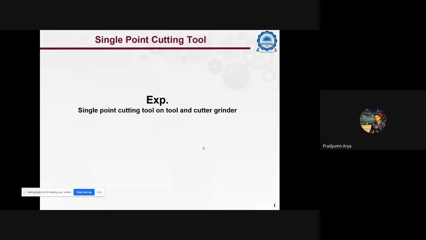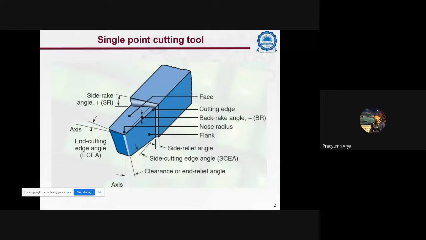Today we will discuss single point cutting tool on tool and cutter grinder. We will also discuss single point cutting tool geometry, how to designate it, and how to manufacture it on the tool and cutter grinder. First, we start with the simple basics. A single point cutting tool has a single cutting point or edge which cuts the workpiece by rubbing over it. It is generally used in lathe and shaper machines for performing various operations.